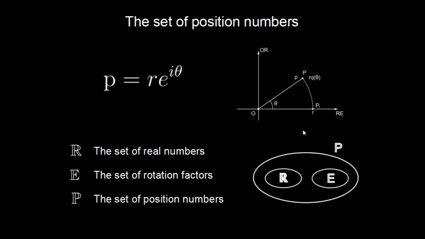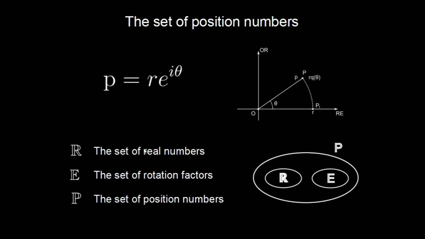Next, about position numbers. Previously, from this figure, by rotation factor definition, position number p equals RQ theta. Thus, we have this position number formula, p equals R e to the power I theta. This formula means that multiplying a rotation factor of angle theta to a real number r in a real number axis makes the number rotate to the point represented by position number p. From this, we can see that position numbers are formed by real numbers and rotation factors.